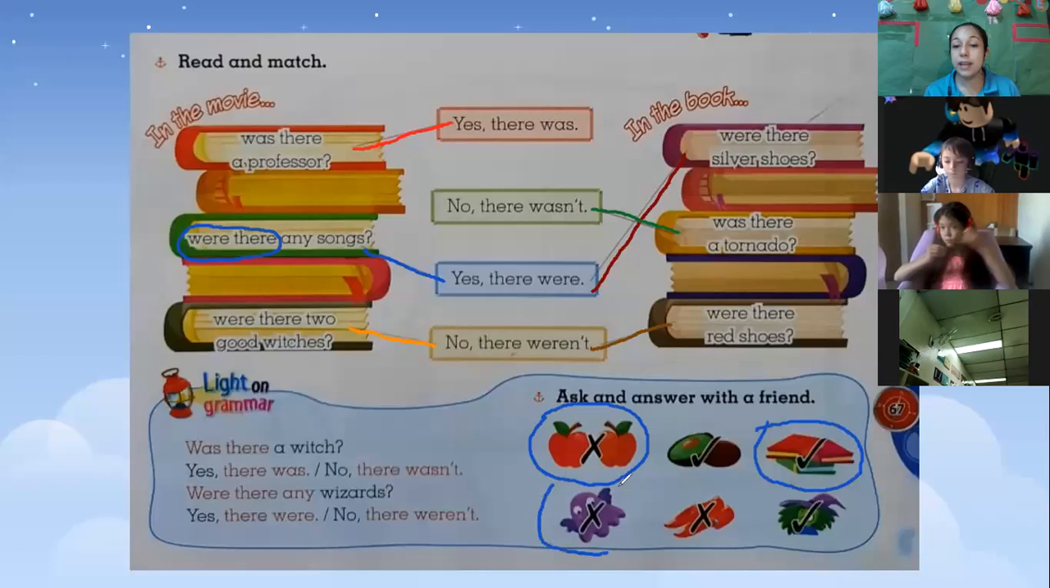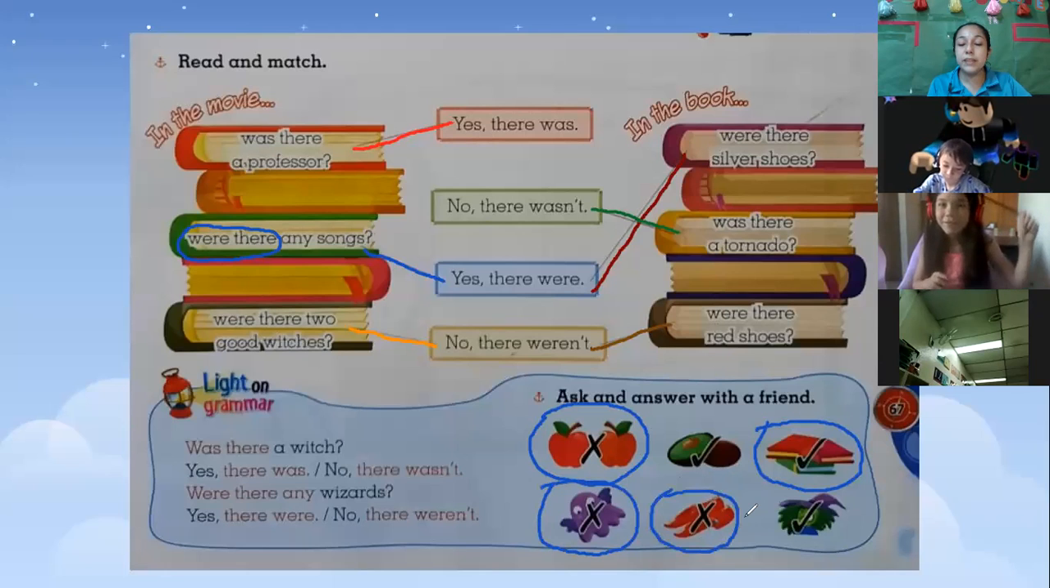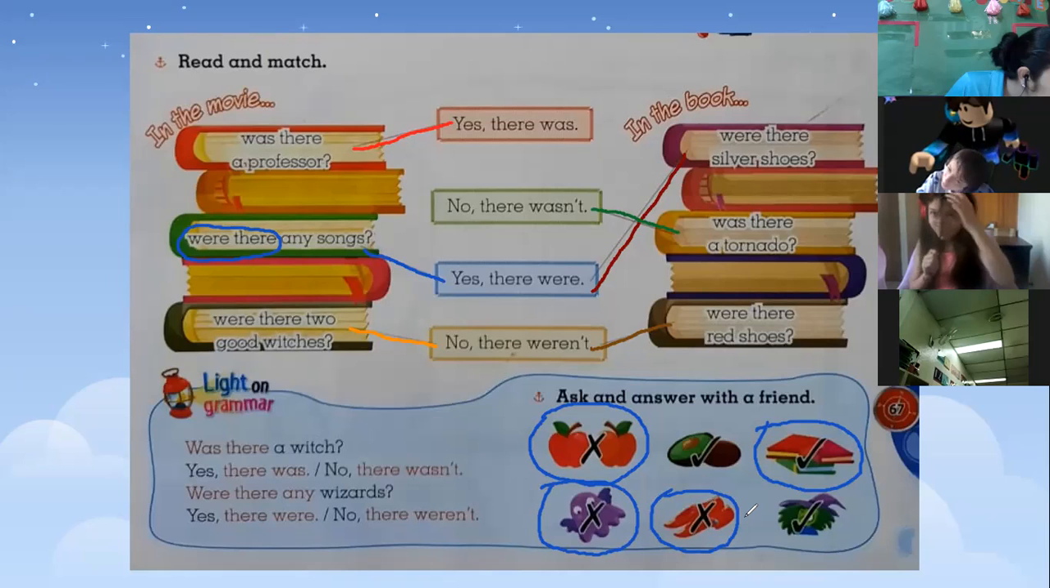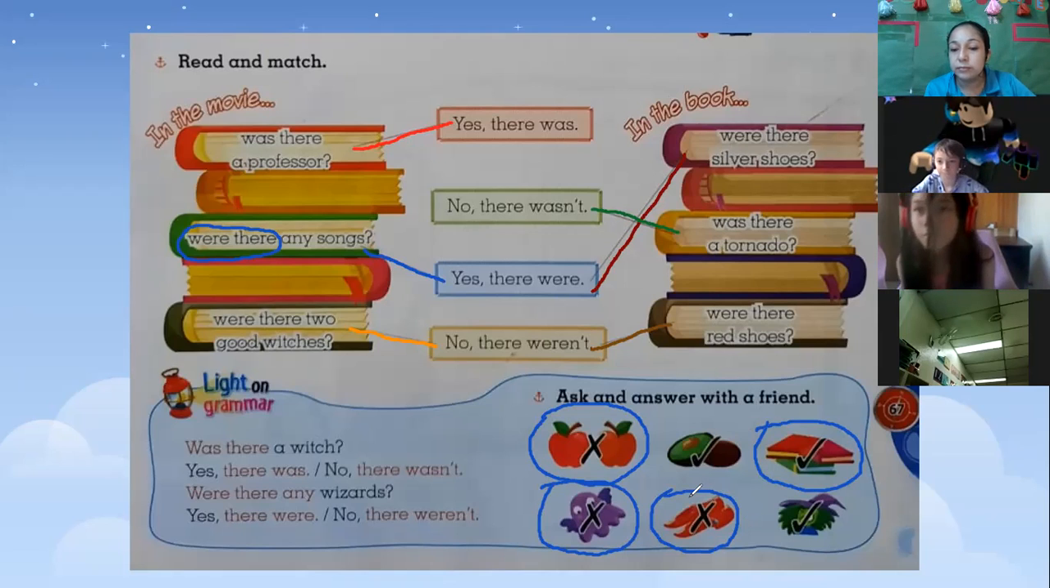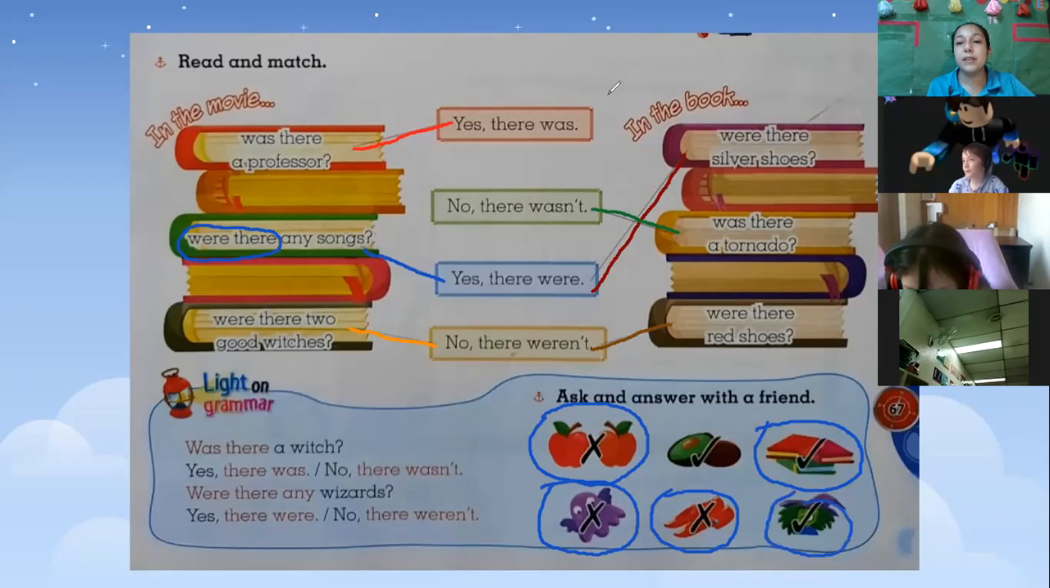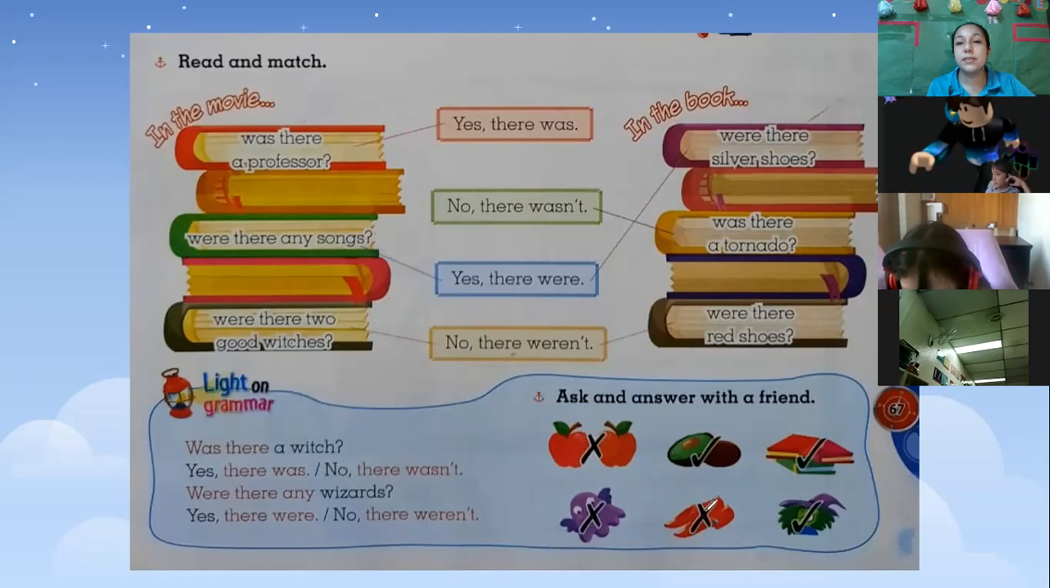Okay, next one. Was there a ghost? ¿Había un fantasma? No, there wasn't. Okay, so let's see. Were there any sleepers? I think this one are sleepers or shoes? Shoes, yes. Okay, were there any shoes? Yes, there were. And the last one, was there a witch? Yes, there was. Okay, so let's see. I didn't understand what this picture is. No entendí cuál era esta imagen. I think there were shoes, yes?